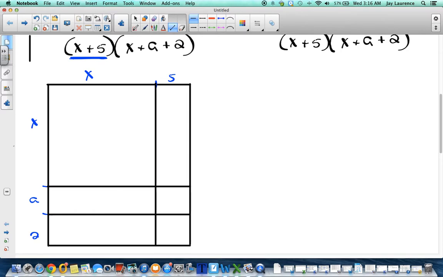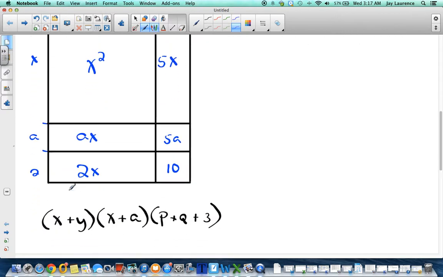And now I'm going to find the area of each of those pieces, and then I will add them all together. So the area of this square would be x squared. The area of this rectangle would be 5x. The area of this would be ax. We tend to write things alphabetically. Then we have a 2x, we have a 5a, and we have a 10. So the area of this entire rectangle is going to be x squared plus 7x plus ax plus 10. Okay, that is the simplified form.